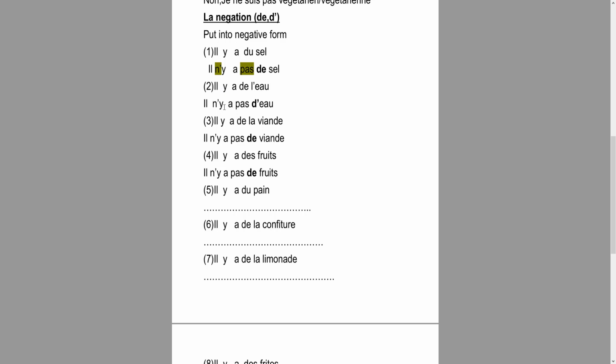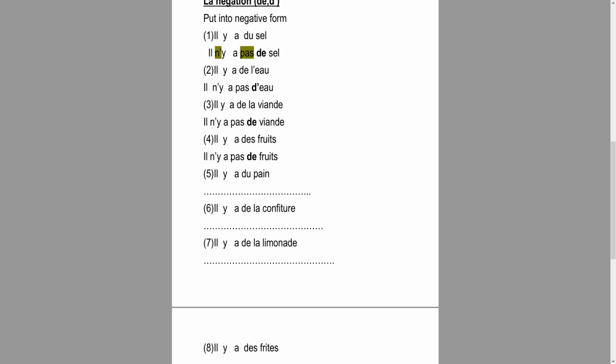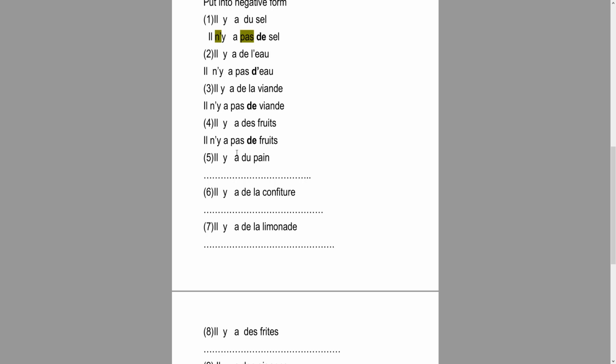Il y a de l'eau, il n'y a pas d'eau. Il y a de la viande, il n'y a pas de viande. Il y a des fruits, il n'y a pas de fruits. Be careful when you have the plural form. When you write de, the word won't change. The word should be in plural. If not, the meaning will change.